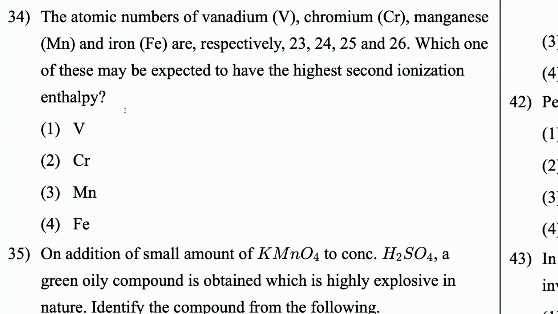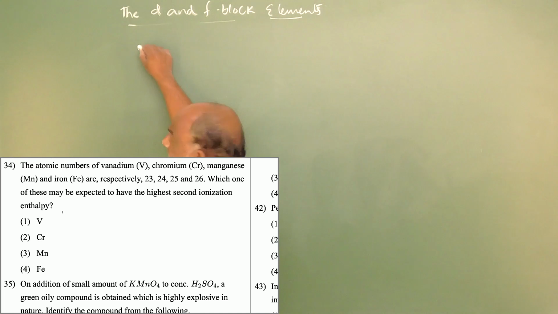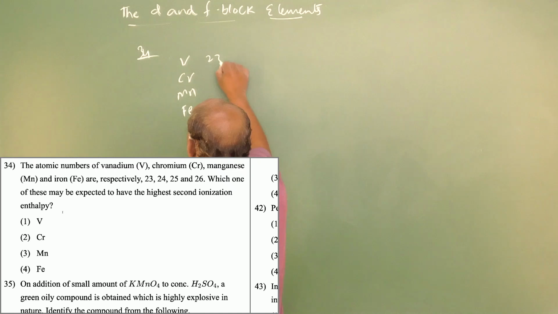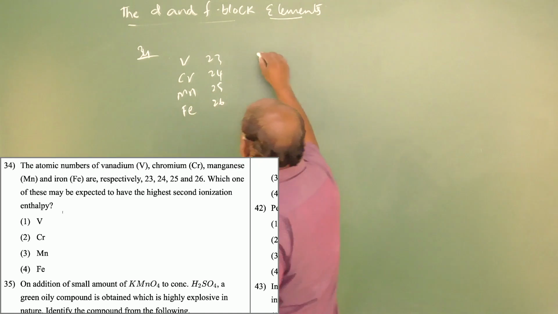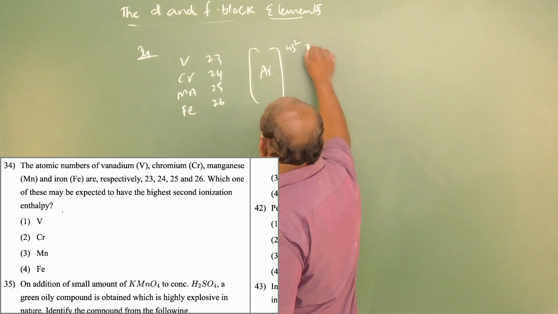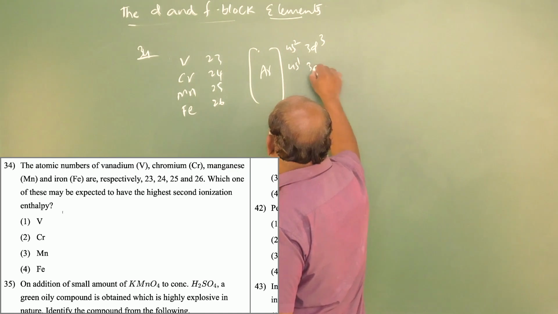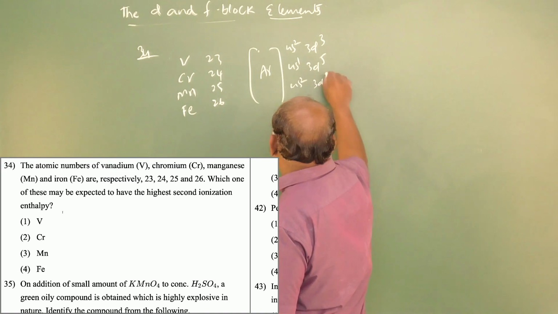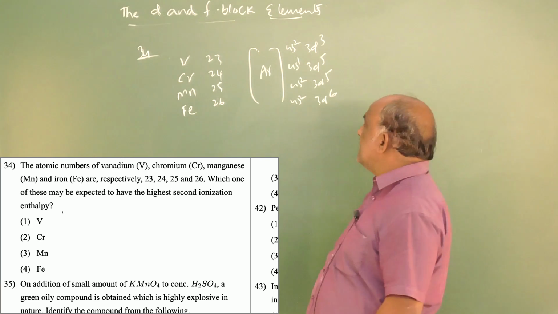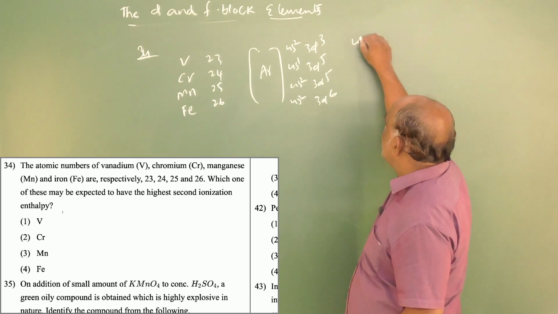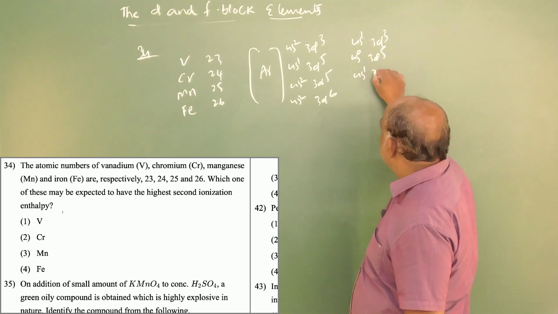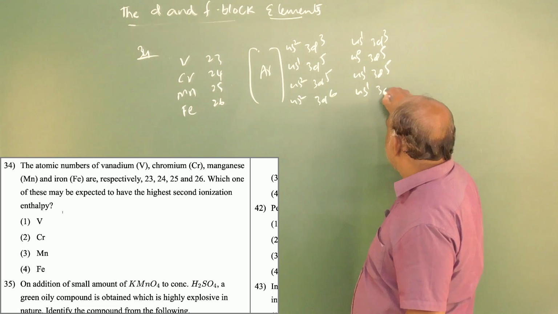Vanadium, chromium, manganese, iron, with atomic numbers 23, 24, 25, 26. Argon is common for all. The configurations are argon 4s2 3d3, 4s1 3d5, 4s2 3d5, 4s2 3d6. For the highest second ionization enthalpy, we already know the first IP values. What are the first IP configurations? 4s1 3d3, 4s0 3d5, 4s1 3d5, 4s1 3d6.